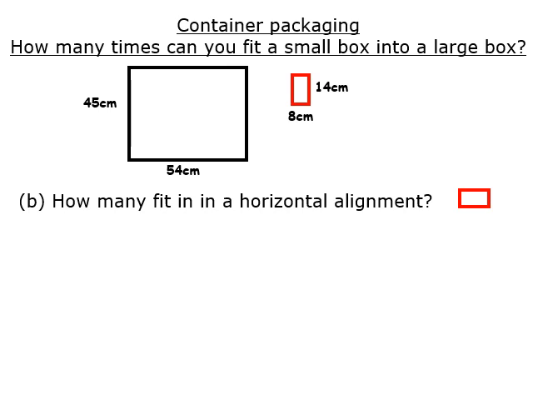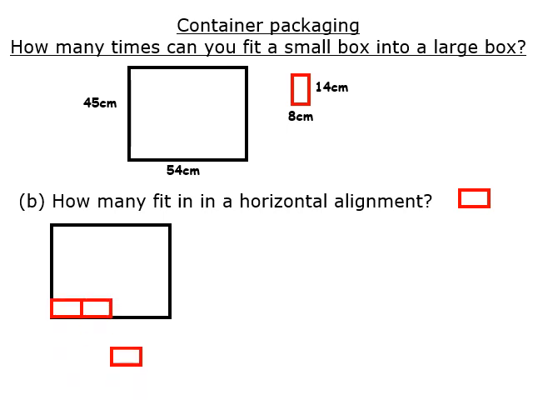So we're going to turn the red box on its side. Keep the black box the same. The big one just the same. It doesn't change at all. But now obviously the 14 corresponds with the 54 and 8 corresponds with the 45. It's the other way around. But let's do it visually as well.